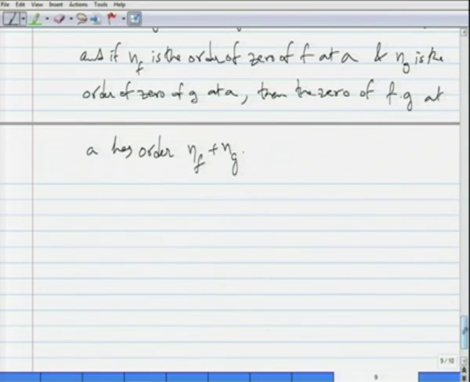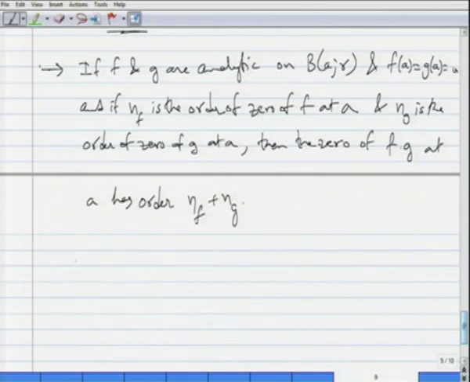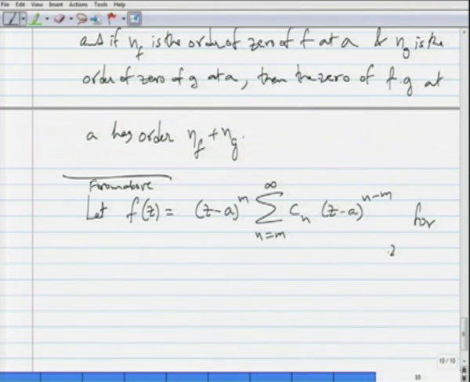And now, I want to further analyze this thing that I have circled in red. What I want to conclude further is that I will define, let f of z equal, from the same setup, f of z equal (z minus a) to the power m times sigma n equals m through infinity of C_n (z minus a) raised to n minus m, for z belongs to B(a, R), where C_m, the first term, is non-zero.